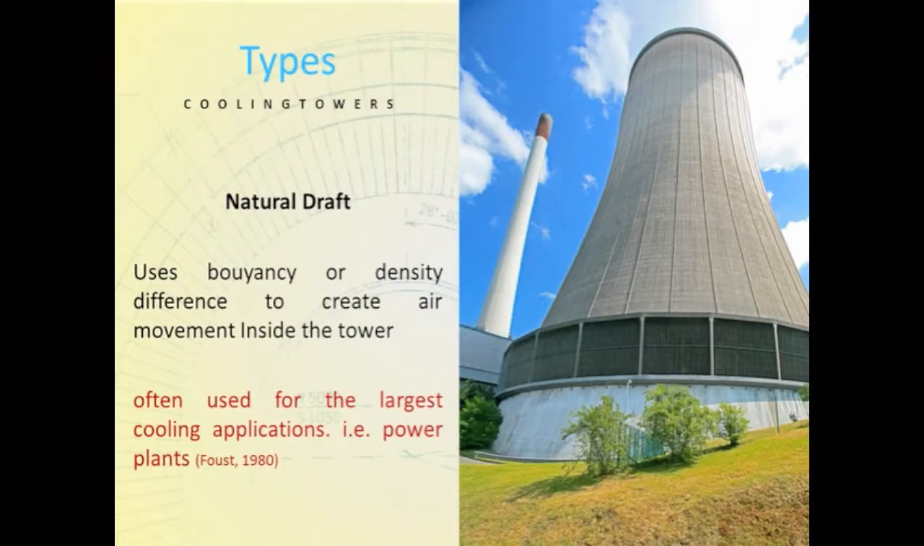Natural draft cooling towers use the buoyancy or the density difference between the incoming air and the exiting air to create air movement inside the tower. These are often used for the largest cooling applications, such as cooling water for power plants.